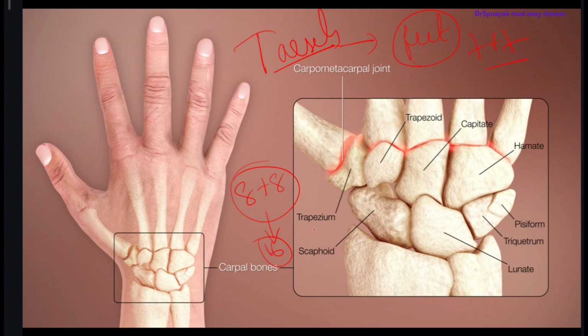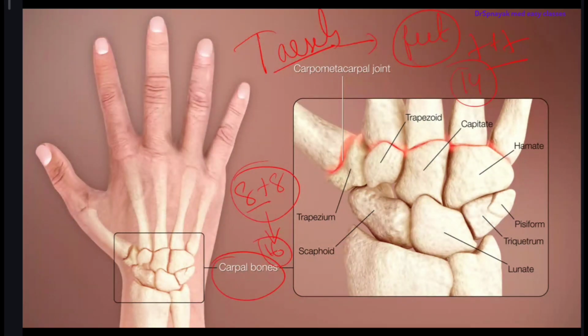याद रख लेना. हाथ के अंदर carpals we have 8 plus 8. 8 means in one hand we have 8 bones, and in the other hand we have 8 bones. 16, we have 16 carpals. And how many tarsals do we have? We have 14 tarsals. ये चीज याद रख लेना. Now you can just remember the names of these carpals.